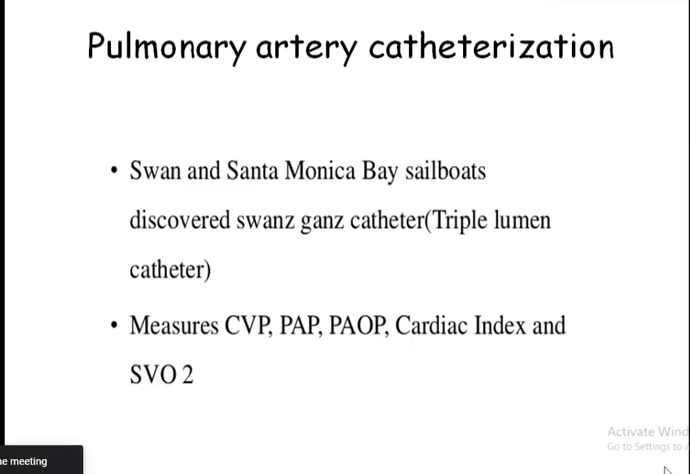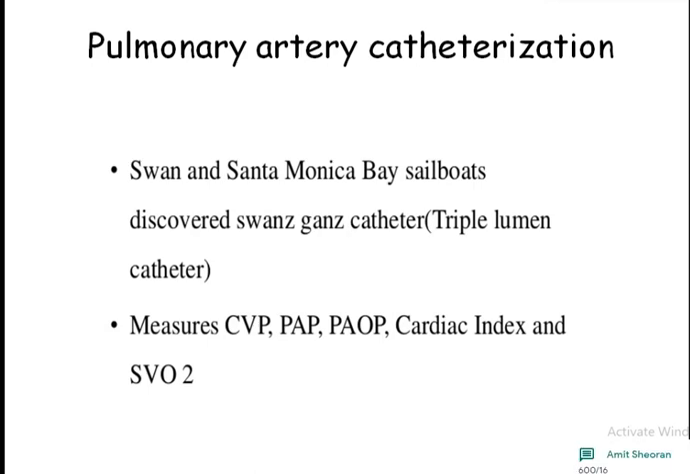Then there are certain derived parameters you can calculate. You can take the blood and you can measure the SVO2. So what is this SVO2? SVO2 is mixed venous oxygen saturation. So again we are coming to the oxygen level. And what is this mixed venous oxygen saturation? This is the saturation of oxygen in the blood which is coming from the periphery in the veins.